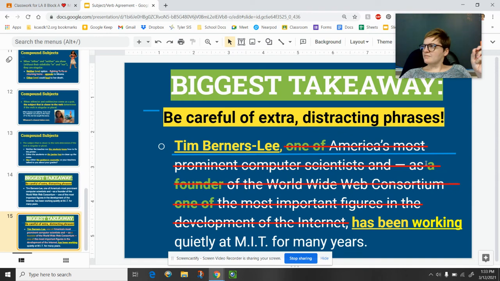What is that? It's like a saxophone. I don't know.